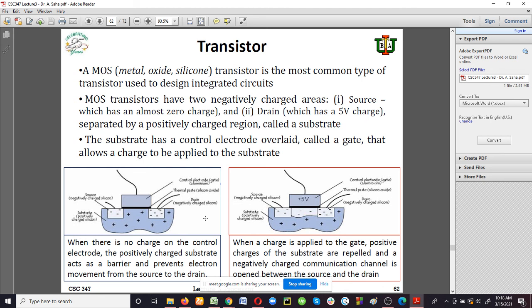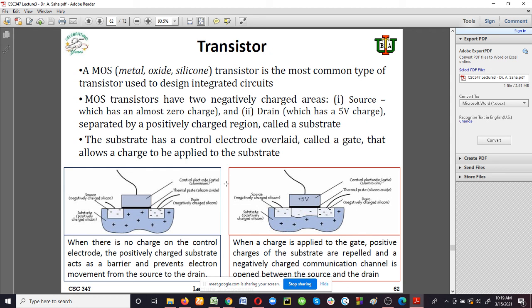Transistor, sir. Yes, this is the transistor we are talking about, known as a MOS transistor. MOS means metal oxide silicon. This transistor is the most common type of transistor used to design integrated circuits. You will see the use of MOS transistors everywhere when we talk about computer architecture. The MOS transistor has two negatively charged areas: one is the source, which has almost zero charge, and the other is the drain, with a 5-volt charge. They are separated by a positively charged region called the substrate.